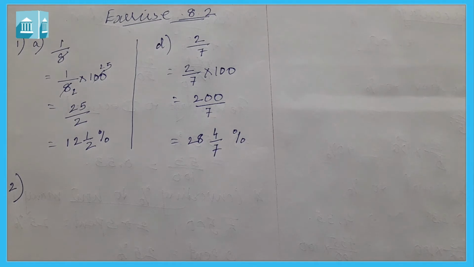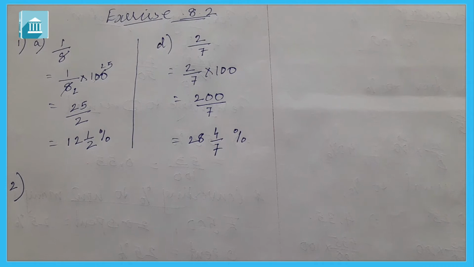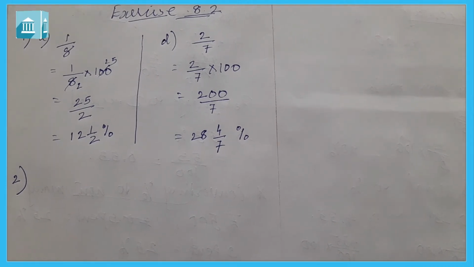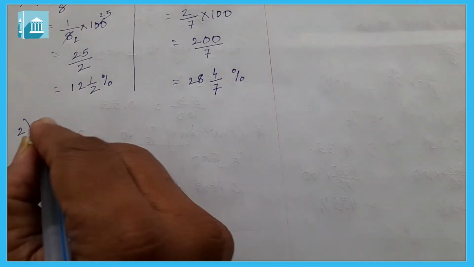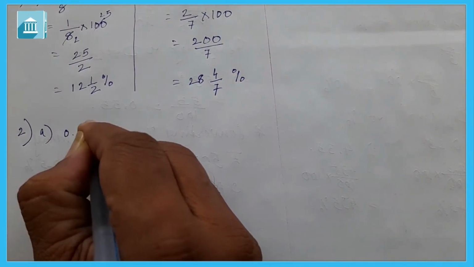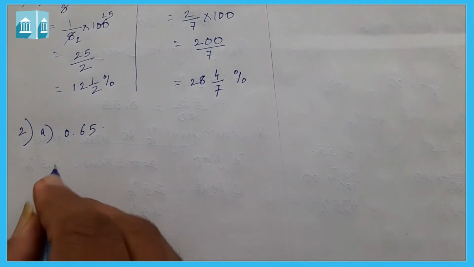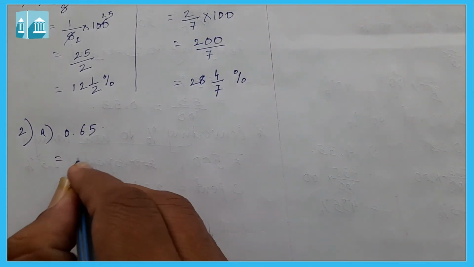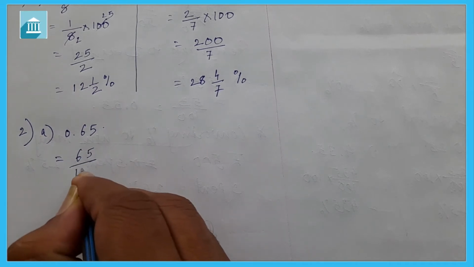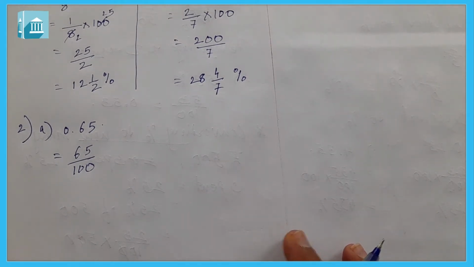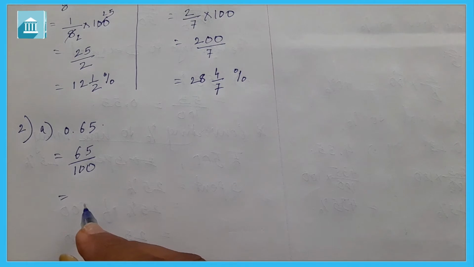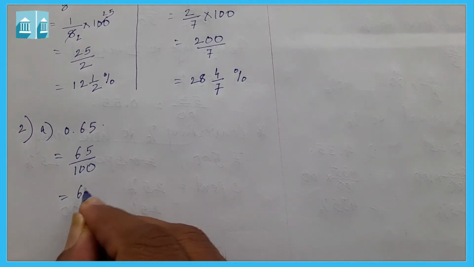Now let us come to question number 2. Convert the given decimal fraction to percent. Here again, the first question is 0.65. First we have to convert it into a fraction, that is 65 upon 100. Now in percentage we have to find out, so 0.65 into percentage will be 65%.